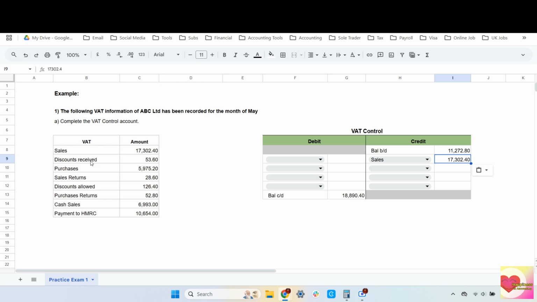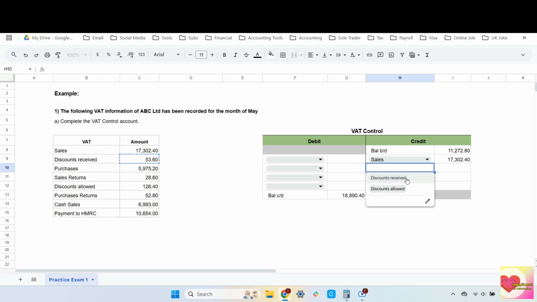Next is discounts received. Discounts received is a prompt payment discount, and I have explained how to distinguish the prompt payment discount, whether they are discounts received or discounts allowed, in my previous video, and I will put the link in the description down below. The discounts received are the discounts that we have received from our suppliers, so it decreases our purchases. The purchases are recorded in debit, so the discounts received that decreases the purchases should be recorded to the opposite side, which is credit. So the VAT is recorded in credit as well.